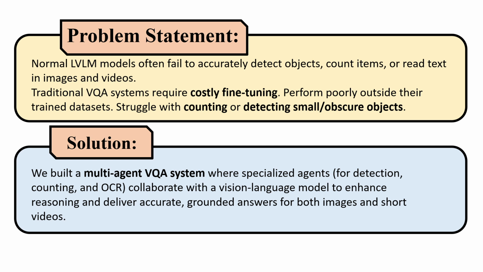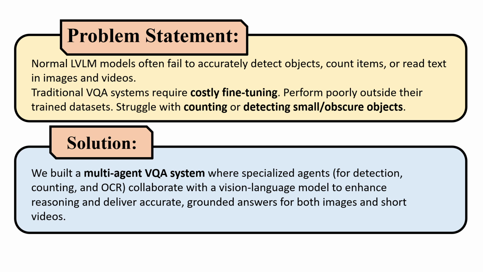Traditional large visual language models often fail to accurately count objects, detect small or hidden items, or read text from images and videos. They also need costly fine-tuning and perform poorly outside their training data. To address this, we built a multi-agent visual question answering system.